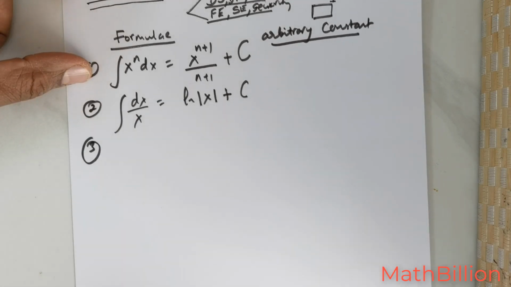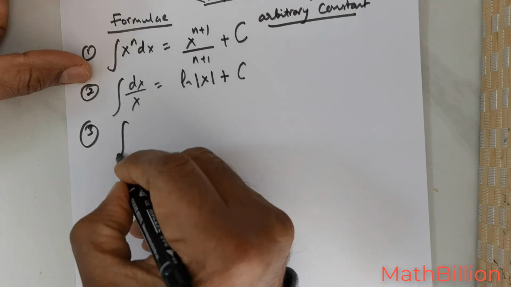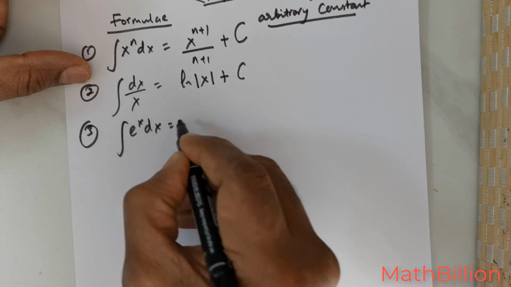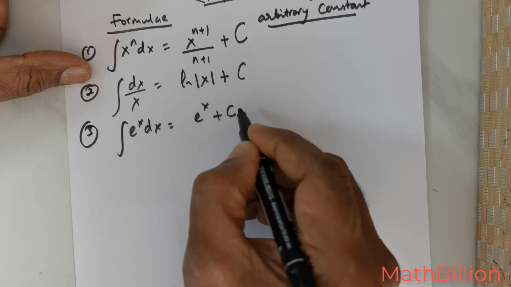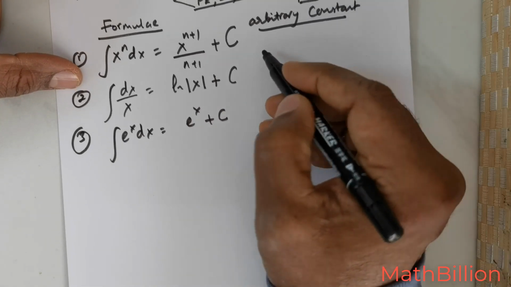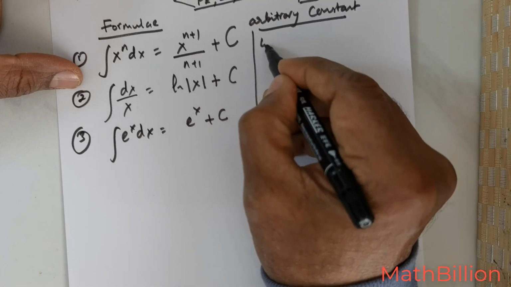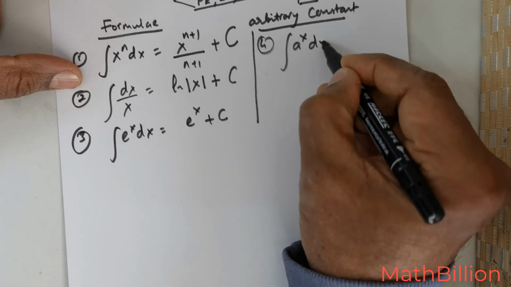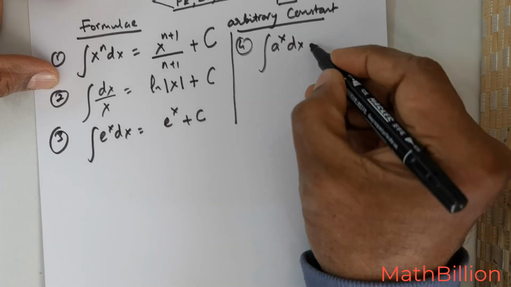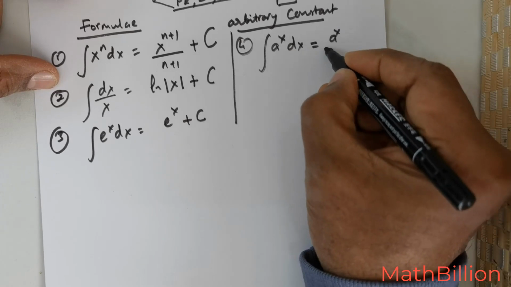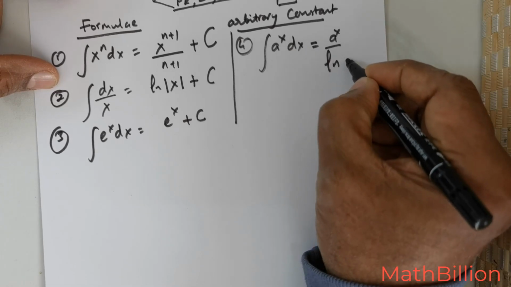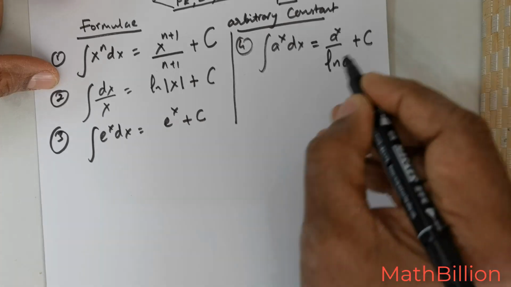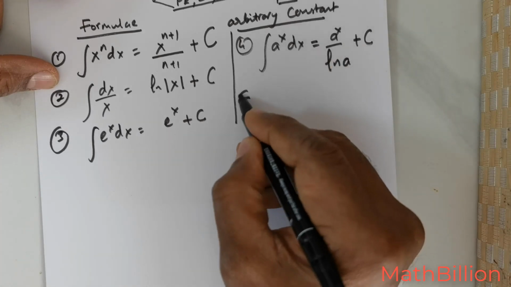So formula number 3, integral e raised to the power of x dx is equal to e raised to the power of x plus arbitrary constant c. Now let me draw a line and put in 4. Integral a raised to the power of x times dx. This is equal to a raised to the power of x over ln a plus arbitrary constant c. This is a very important formula.